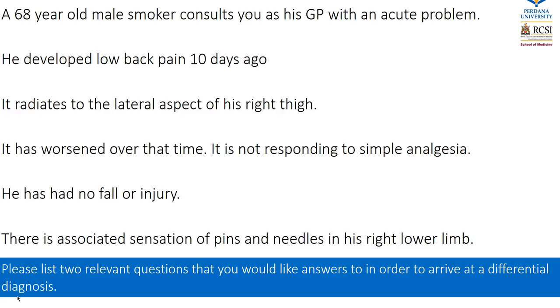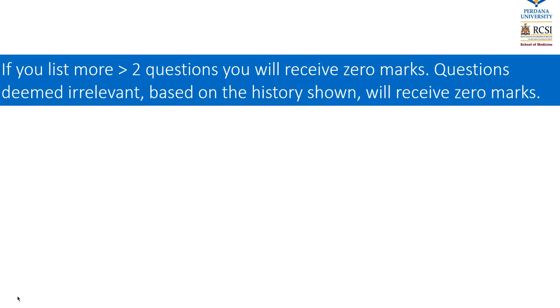Okay, your first question is to please list 2 relevant questions that you would like to ask, the answers to which could help you to arrive at a differential diagnosis. Now, if you list more than 2 questions, you receive 0 marks, or if you list questions that are deemed irrelevant based on the history you've just seen, you will also receive 0 marks.